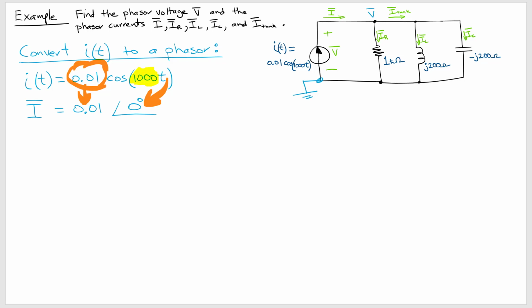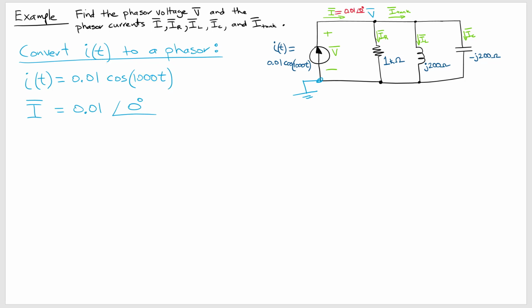And then we note that omega, that disappears in the phasor representation. We can bring it back later if we need to, when we're going back into the time domain, but when we convert to phasor form, omega just drops out.